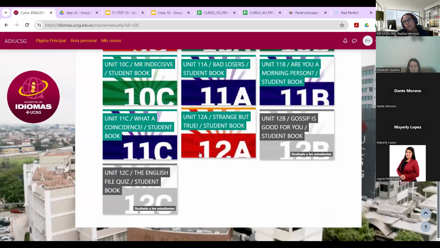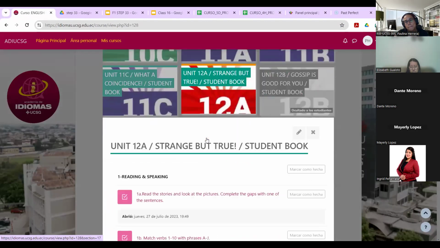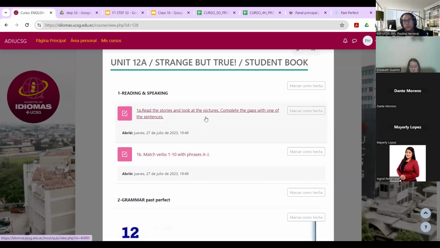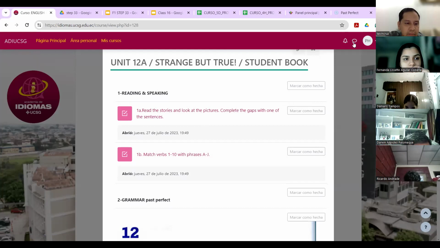Okay, so you go to unit 12A, and we're just going to do these two, okay? Complete the stories with the correct sentence and match the verb. So let's work with this reading activity before we enter our main topic today, okay? So go for it, please. Work on these two exercises. Any questions? No? Okay, go ahead, do it. Do the two exercises. Be careful what you pick.